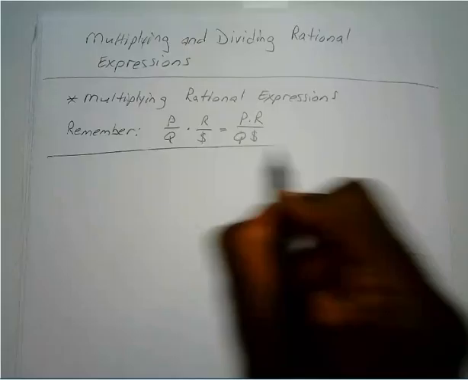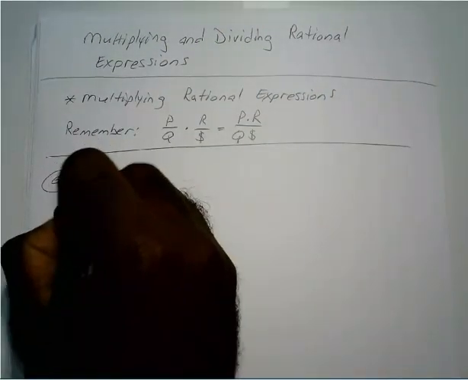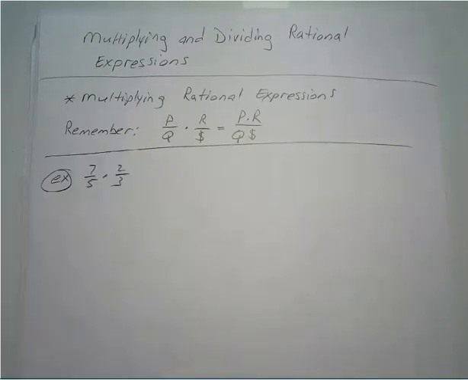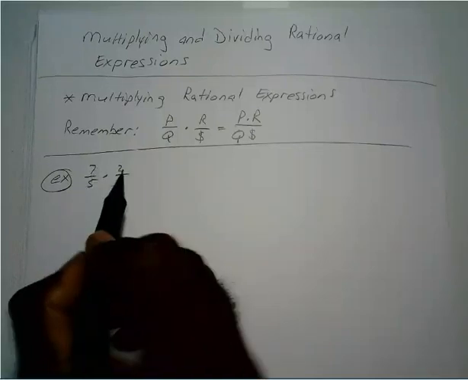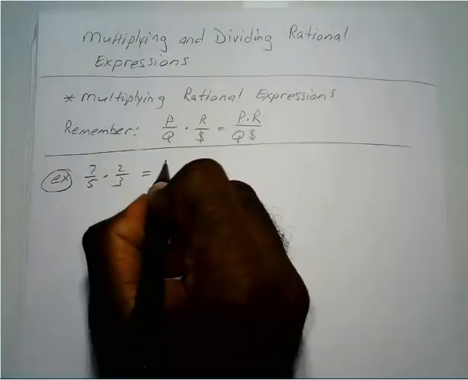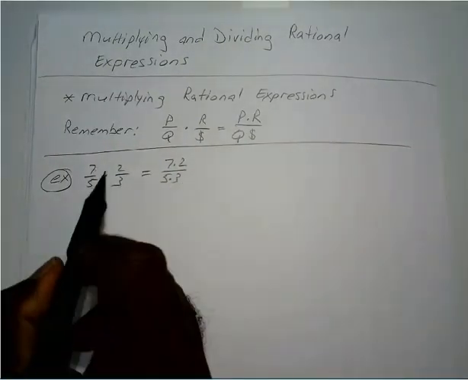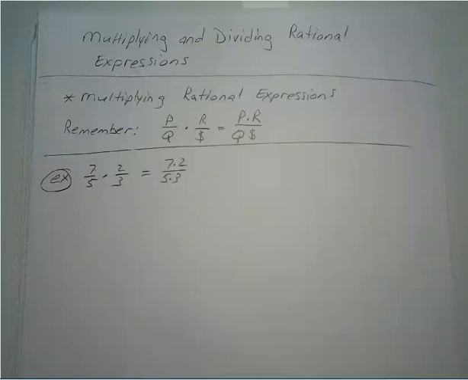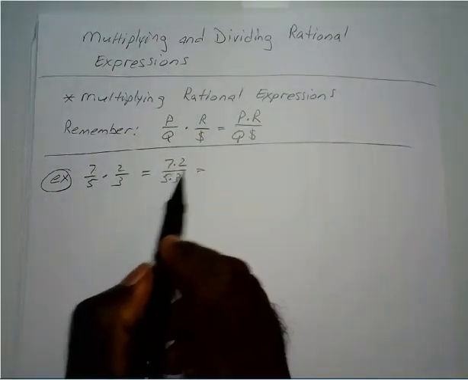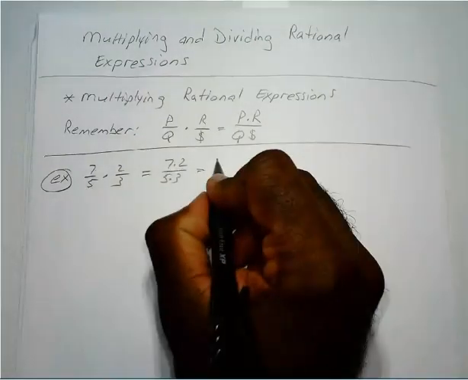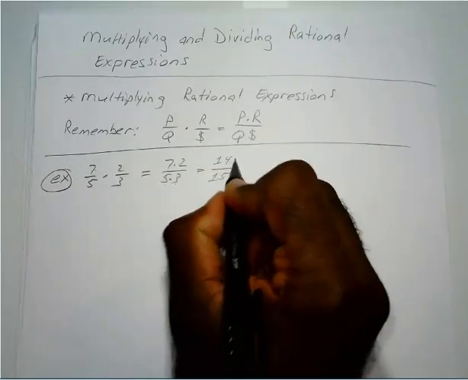So let's say, for example, if you have 7 over 5 times 2 over 3. Okay, so you just multiply the numerator across, so that's just 7 times 2 over 5 times 3. Okay, you're just multiplying your numerators, then you're multiplying your denominators. Okay, so nothing cancels out here, so we can just go ahead and make it 7 times 2, which is 14, over 5 times 3, which is 15.